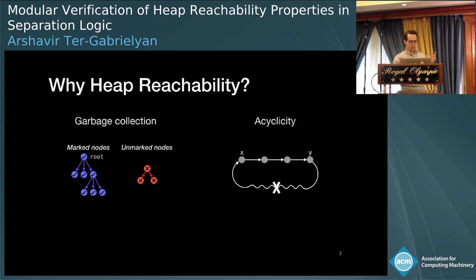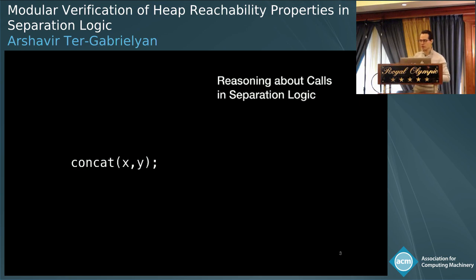So we're interested in reasoning about reachability in a way that is modular, and this is why we choose to build our technique on top of separation logic, which offers a state-of-the-art methodology for modular reasoning about heap manipulating programs. And the most interesting aspect of modular reasoning is typically how we can support procedure calls. So let's look at this example.